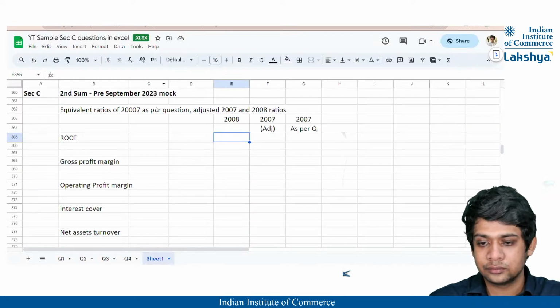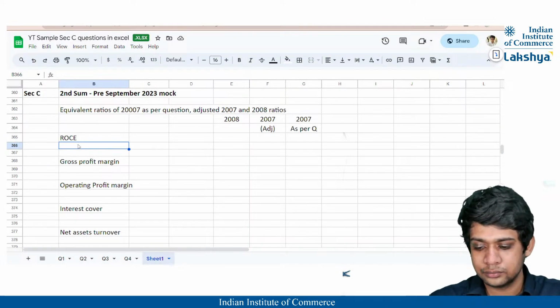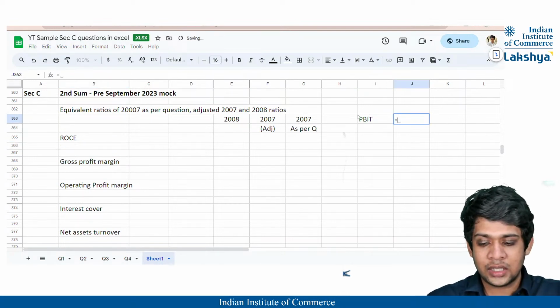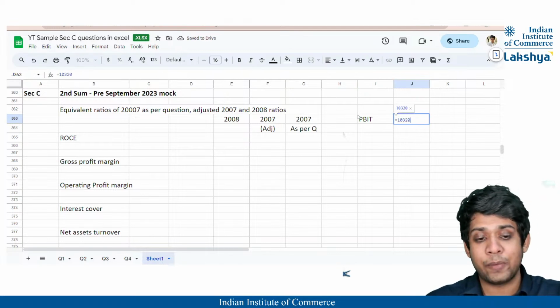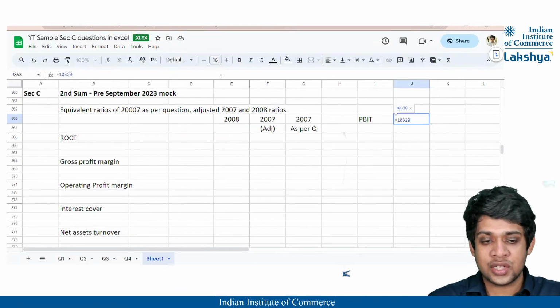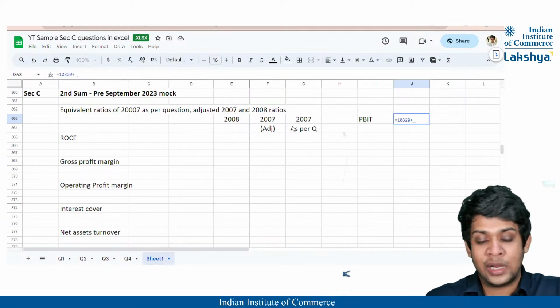Sorry, just remove this. I'll just state it here. Profit before interest and tax. It will be nothing but 10,320. That is the profit before tax, right? So in that, the finance cost is already charged. So if the finance cost is charged, in order to eliminate that, because I have to calculate profit before interest and tax, I will add that finance cost back, right?